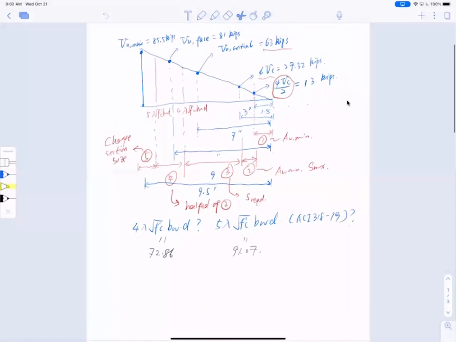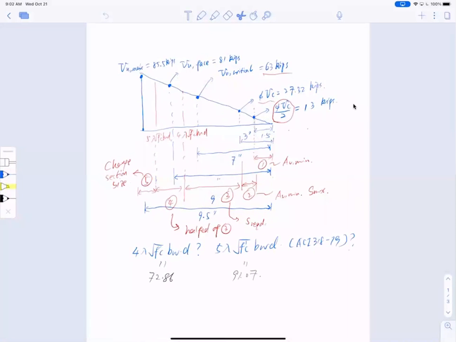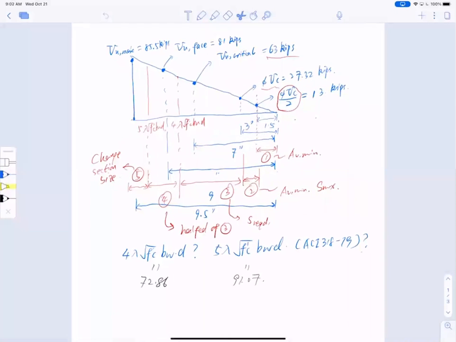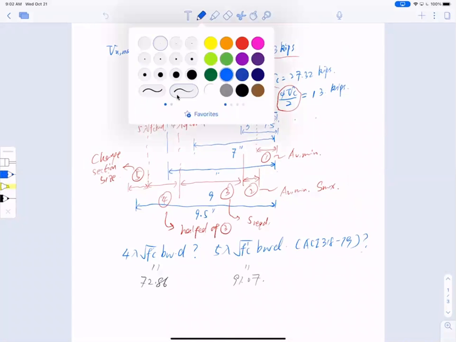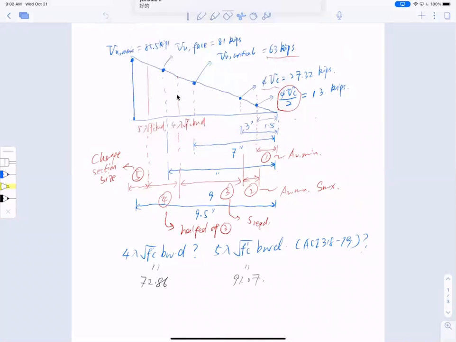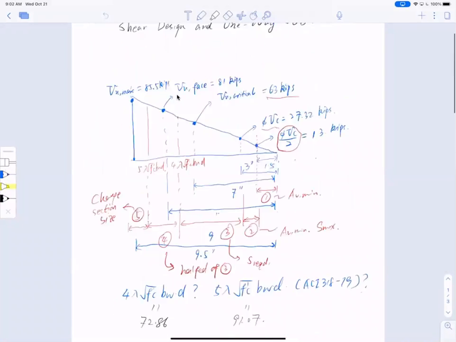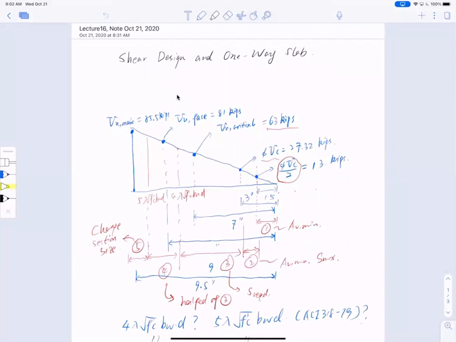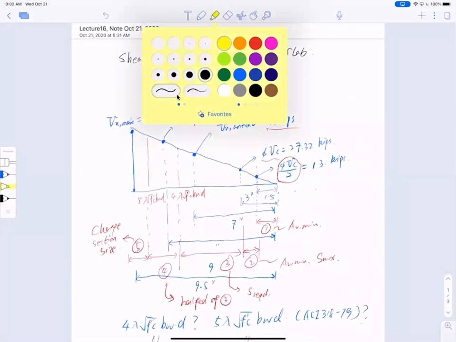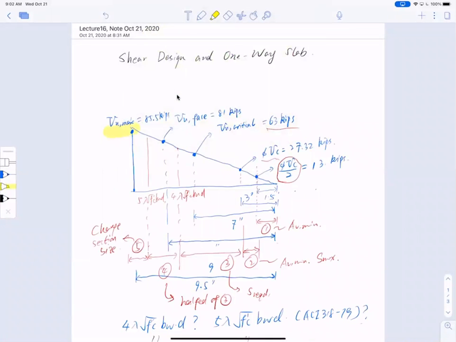All right, so this is what we ended up with from last lecture. As you can see, we have a half span of a shear diagram, triangle shape, right? So we identify several things. First of all, let me use a little bit different color here. We identify the max shear force at the mid of the support, mid support.